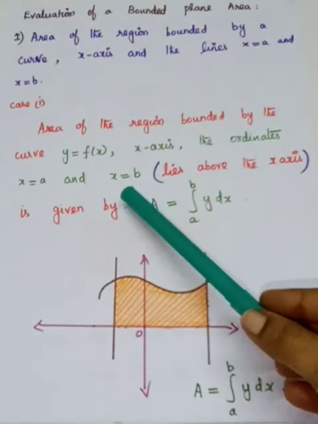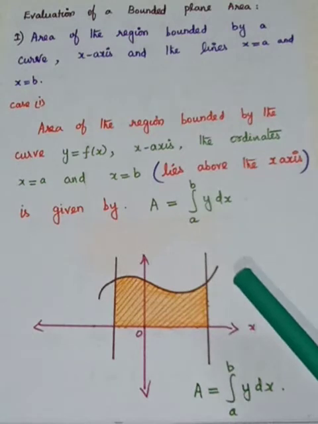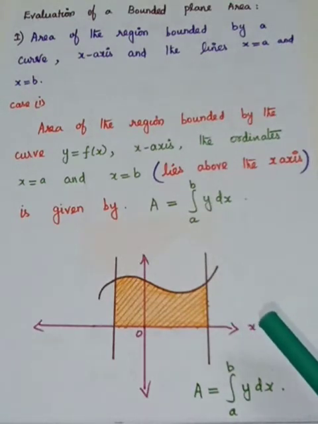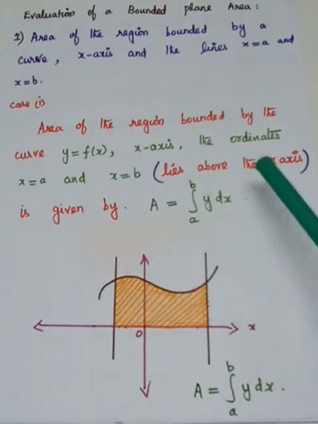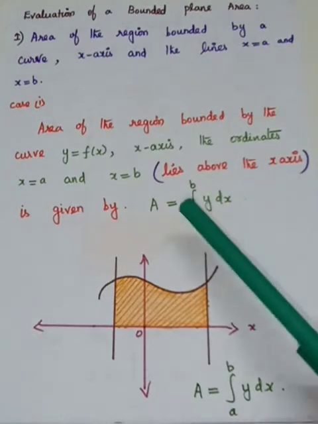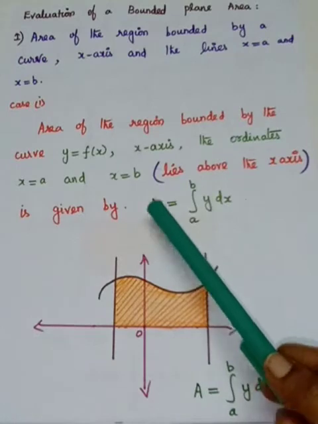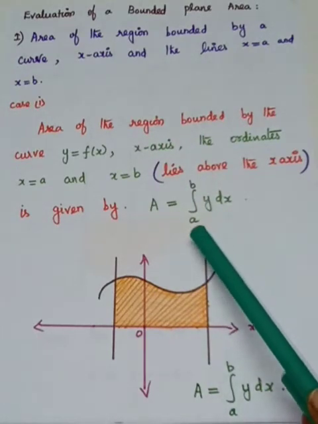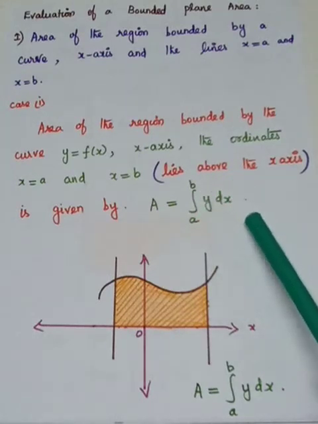Okay, so on one side the region is bounded by the curve, on the next side it is the x-axis, and it is between the lines x is equal to a and x is equal to b. So this area lies above the x-axis, which means the formula is: A, the area of this bounded region, is equal to integral a to b y dx.